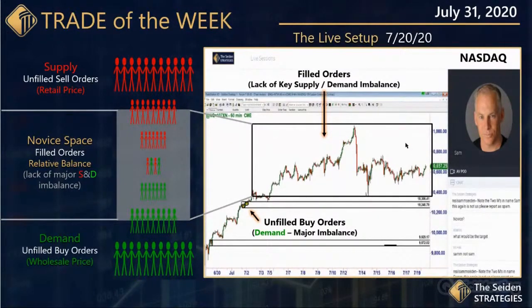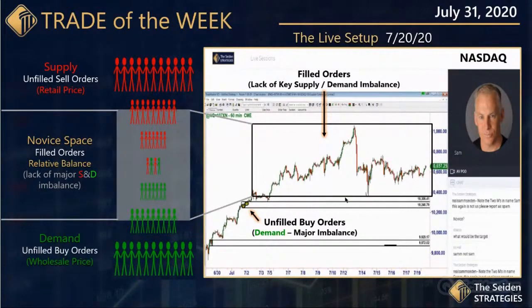We identified all this novice space up here, which gives us quite a bit of information. It tells us that we have a significant profit zone if price comes down to this demand zone and moves higher. It tells us that price should not have a hard time moving through this space because all of this trading activity is filling the orders that would prevent price from moving up through this space. Does that make sense?